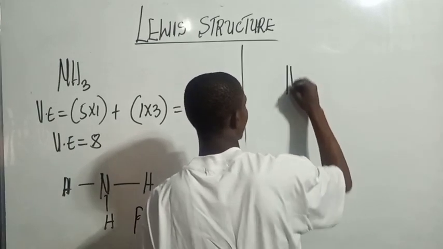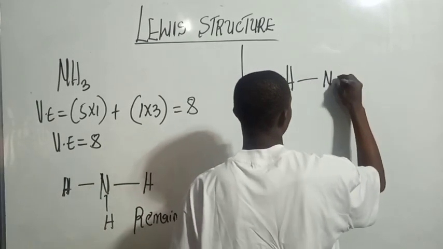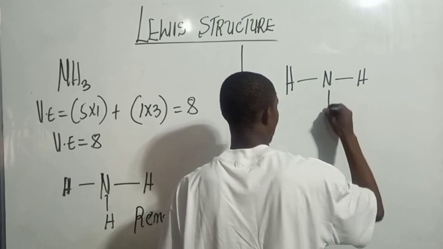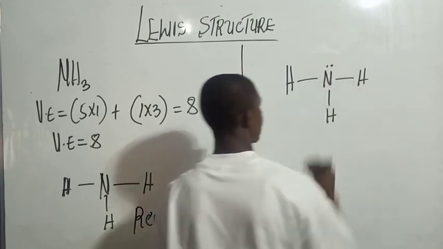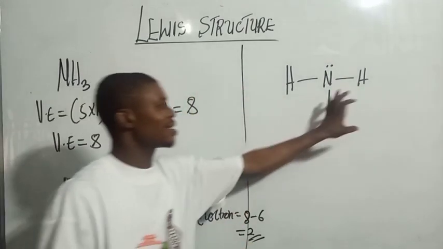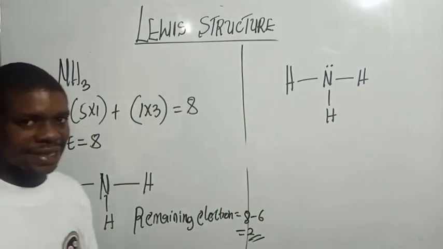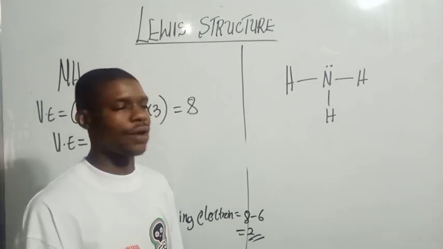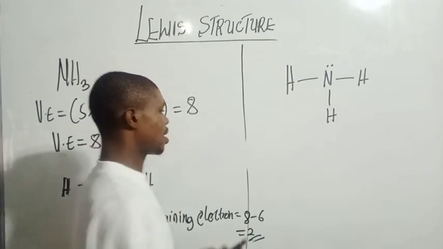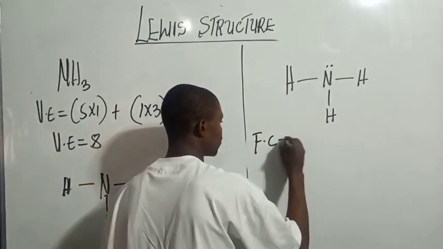So here I have this. So this is the Lewis structure for what? Ammonia, NH3. So you can see how easy it is. So the next one we want to do here, let's calculate formal charges. Formal charge.